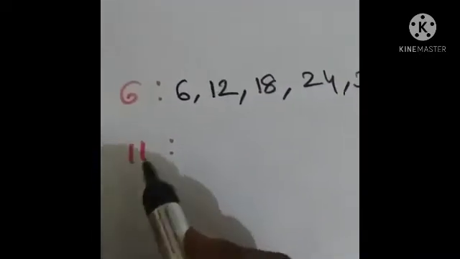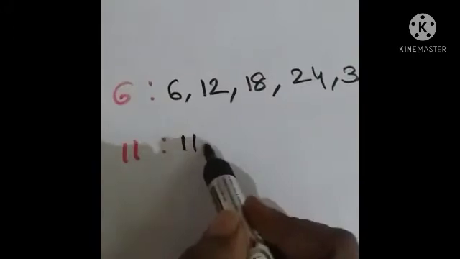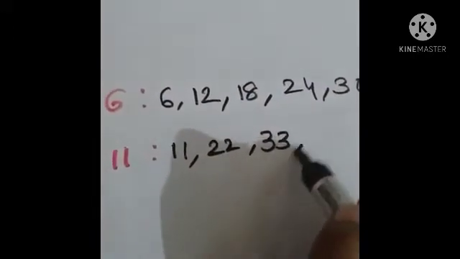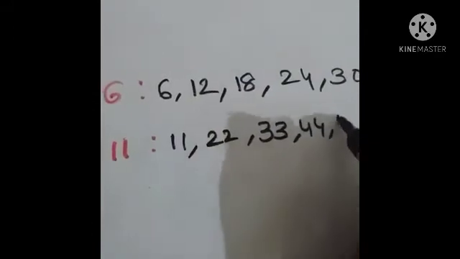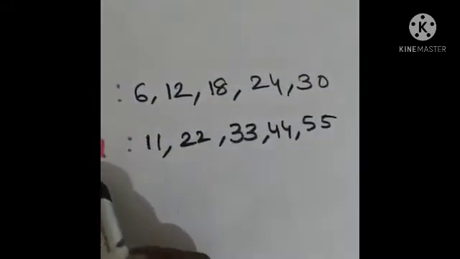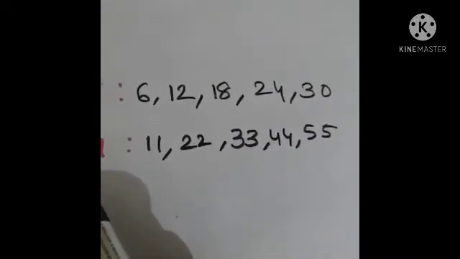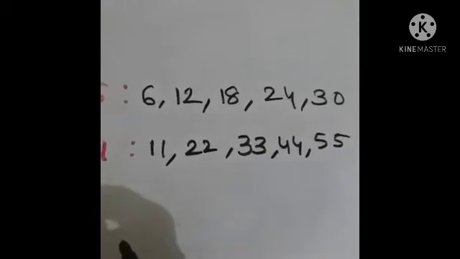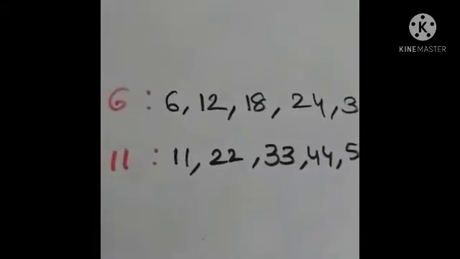Now 11. 11 1s are 11, 11 2s are 22, 11 3s are 33, 11 4s are 44, 11 5s are 55. These are the first 5 multiples of the given number. Like this we have to find out multiples. First, you learn tables perfectly.